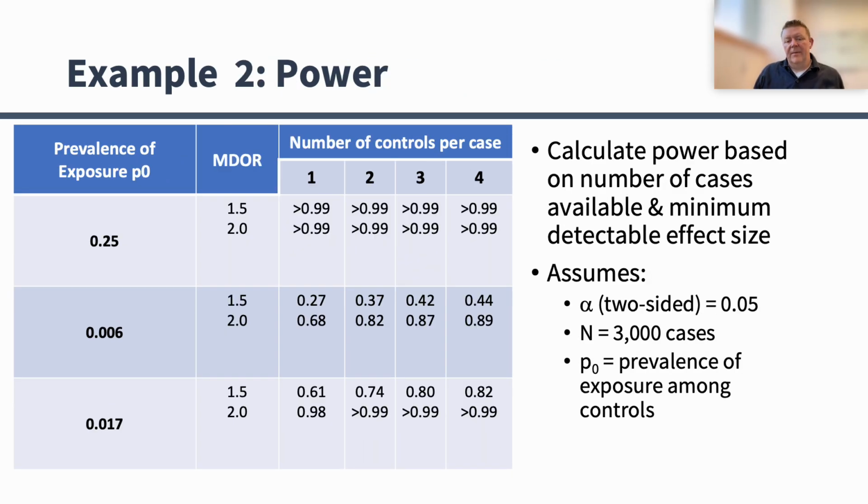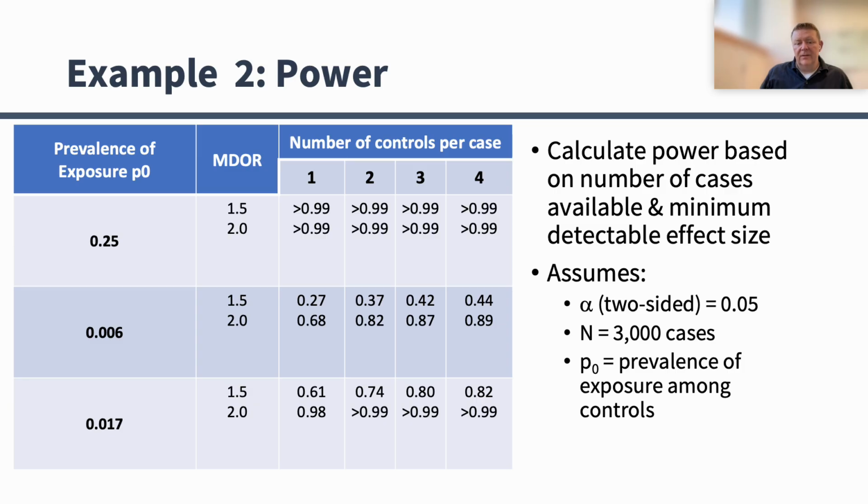So if we're looking at calculating power based on a number of cases and a minimum detectable effect size, then we need, once again, our alpha at 0.05. The number of cases might be 3,000 in this example, with different prevalences of exposure. These are just some examples of what they might be: 25% prevalent, 0.6% prevalent, 1.7% prevalent. Here are the minimum detectable odds ratios for this particular example, and then what power we can get based on these different characteristics.